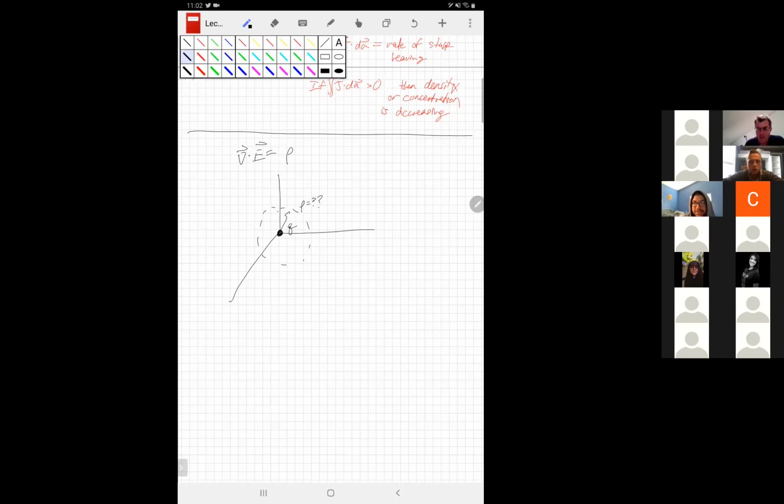No, there's no charge there. Zero. So charge density is zero. Rho equals zero here. Rho equals zero here. Rho equals zero here. Even right there, rho equals zero. Rho is equal to zero everywhere except one point.